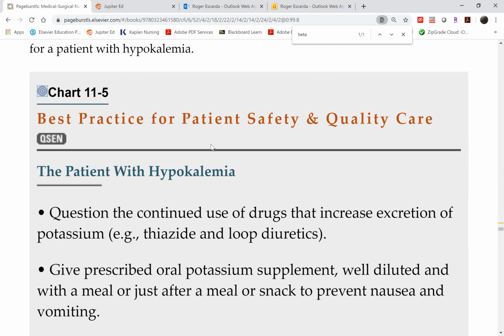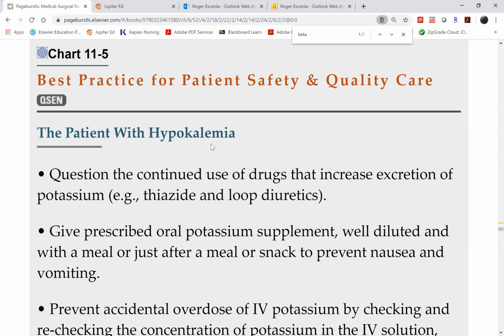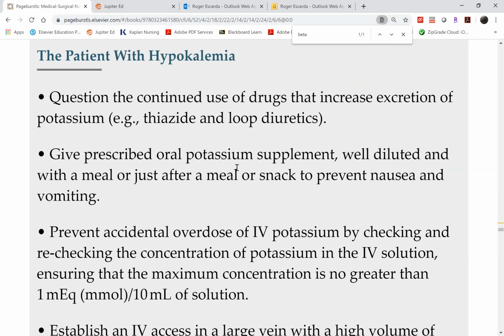Let's go to management now. Best practice is, of course, you're deficient in potassium. What do you think is the treatment? You don't have enough, so what will we do? Potassium. Just like in dehydration, you lacked water, so what did you do? You gave IV fluid, right? So this time you're low in potassium, so what do you get? Potassium replacement.